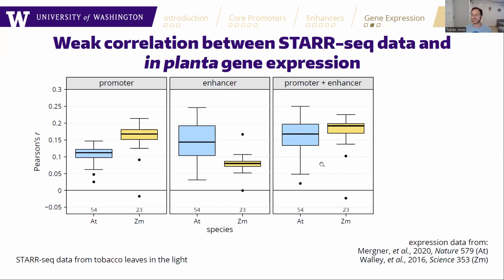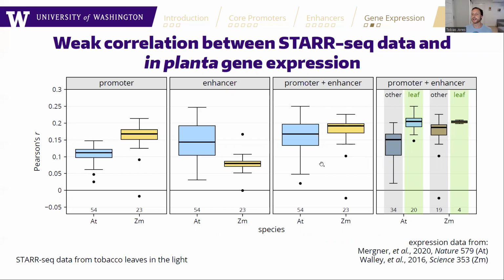And when we look at this a bit more closely by separating the RNA-seq samples by whether or not they were generated in a leaf sample, we can see that in Arabidopsis, the RNA-seq data that is best correlated to our STARR-seq data is the one that's coming from leaf, which makes sense because our STARR-seq data was also generated in leaf. So it might even capture some of the tissue specificity that's inherent in the system.